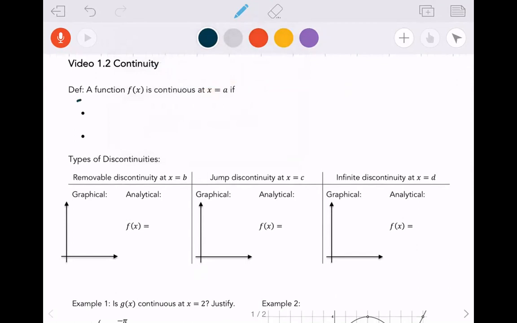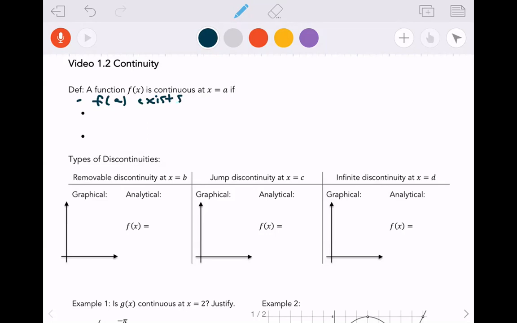Remember, for a function to be continuous at a given x value, we'll say at x equals a, but remember a is a constant in this scenario, so like at x equals 2. First of all, the function must be defined there. So I like to say f of a exists, or f of a is defined. We must have a solid dot there, not an open dot.